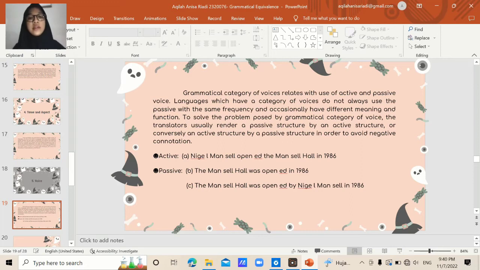Active, for example: Nike element cell open and the man cell hall in 1986. And passive, for example: The men's cell hall was opened in 1986.